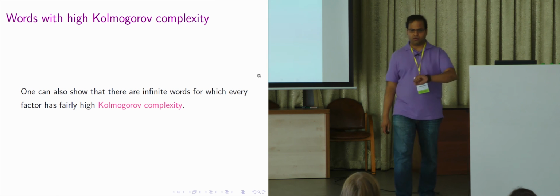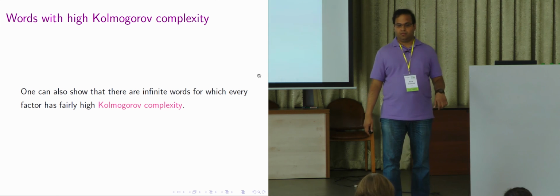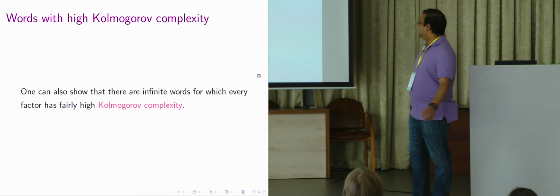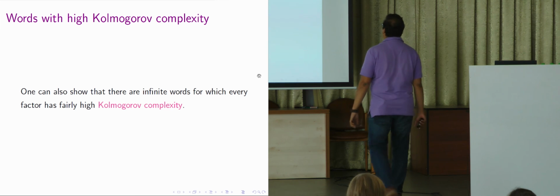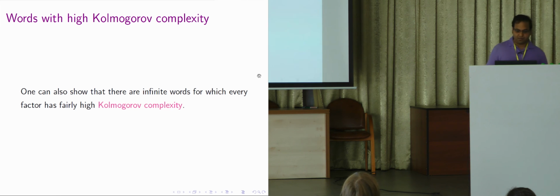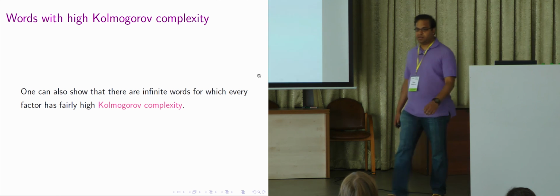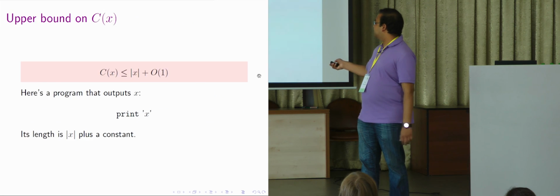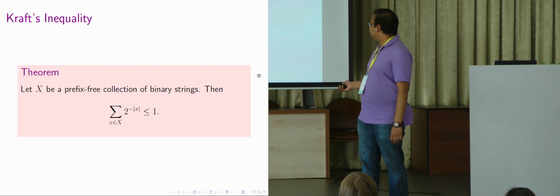Okay. Did I go to 12? Is that right? No? 3 minutes. Oh, okay, let's see. How quickly can I do this? No, I can't do this in 3 minutes. Does everybody know what Kolmogorov complexity is? Then I can do it in 3 minutes. Okay. Skip.